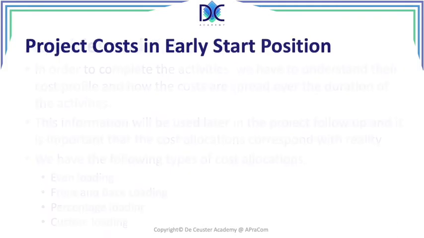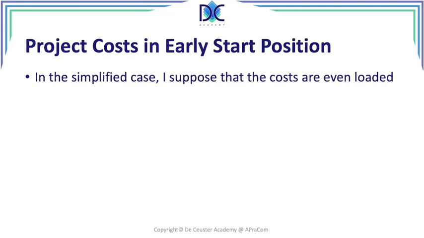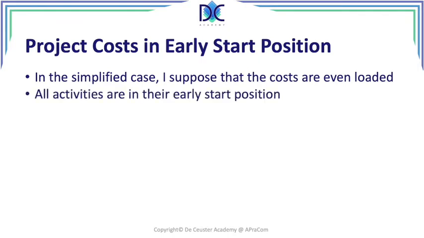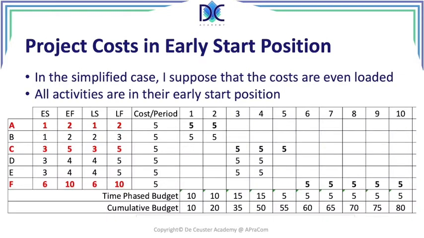Now, the first thing we can find is what we call the project costs in early start position. In order to explain what we are doing, we suppose that the costs are evenly loaded. It's a simplification, but it shows the principle. In reality, this can be different, and the program that you are using will probably do that. All the activities start in their early start position, and we find the overview here. So I said for all the activities, and the bold ones are critical path activities, I put them evenly over the duration of the activities.